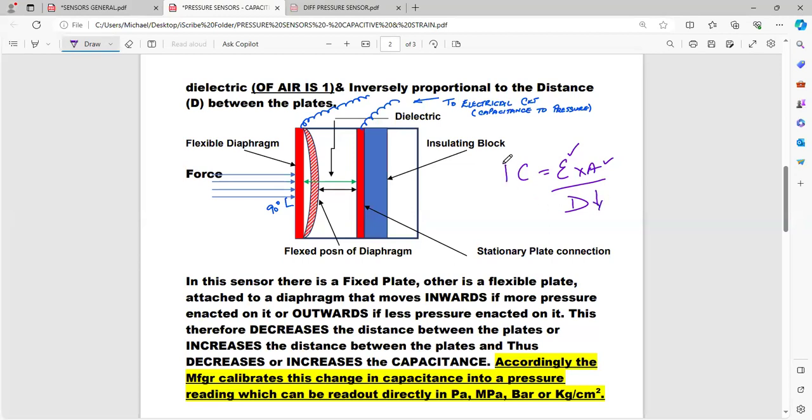So, distance has come down. Therefore, your capacitance is going to be increasing. Capacitance has increased depending on how much pressure is acted. And this capacitance goes to this electrical circuit that is going to change this capacitance change into a pressure reading. How much of the pressure, whether it is calibrated in MPa, bar, kg per centimeter square, PSI, whatever. And this is how your pressure sensor works.